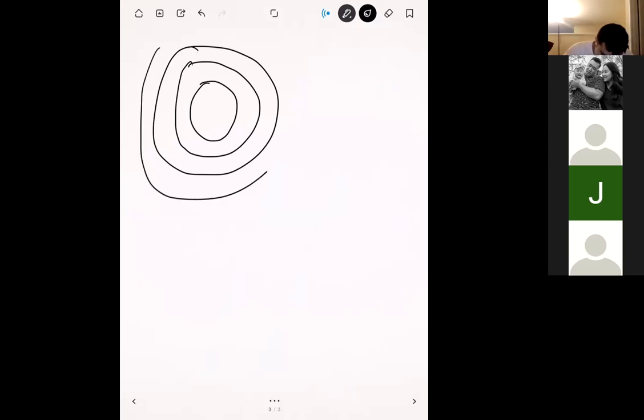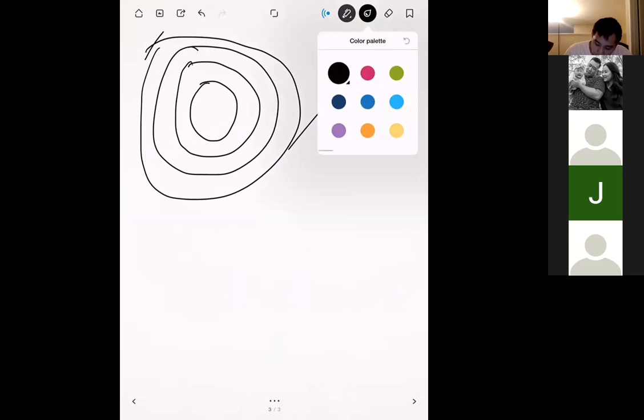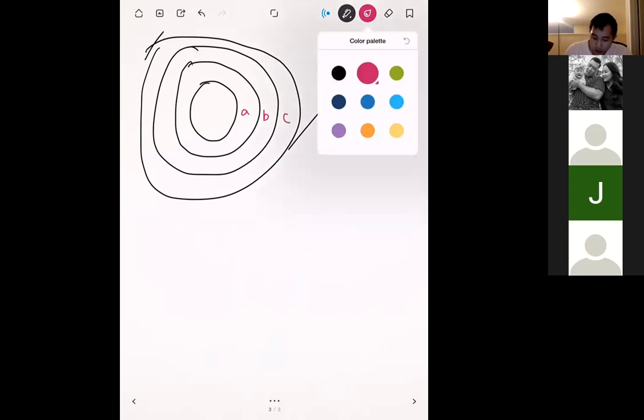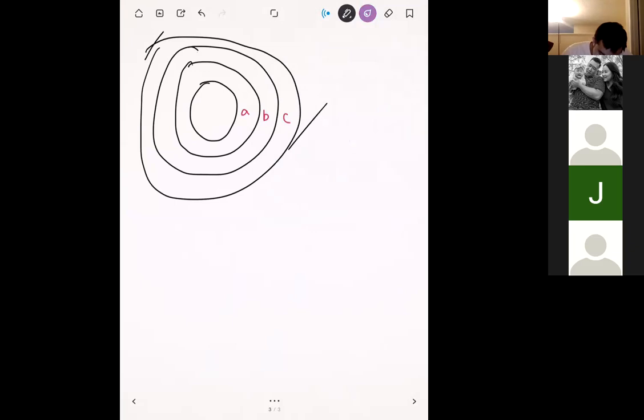One more. Okay. And so let's say that we have three different layers here. We'll call this layer A, we'll call this layer B, and we'll call this layer C. And they all have, you know, all the radii here are going to be defined. And so we'll call this R1.